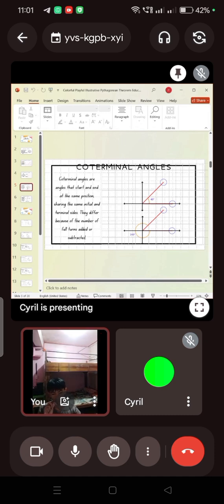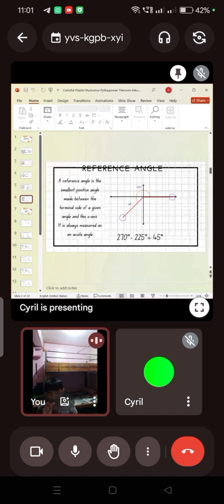Finally, let's talk about reference angles. A reference angle is the smallest positive angle between the terminal side of an angle and the x-axis. It's always an acute angle and helps simplify trigonometric calculations. For instance, if the given angle is 270 degrees, the reference angle is 45 degrees.